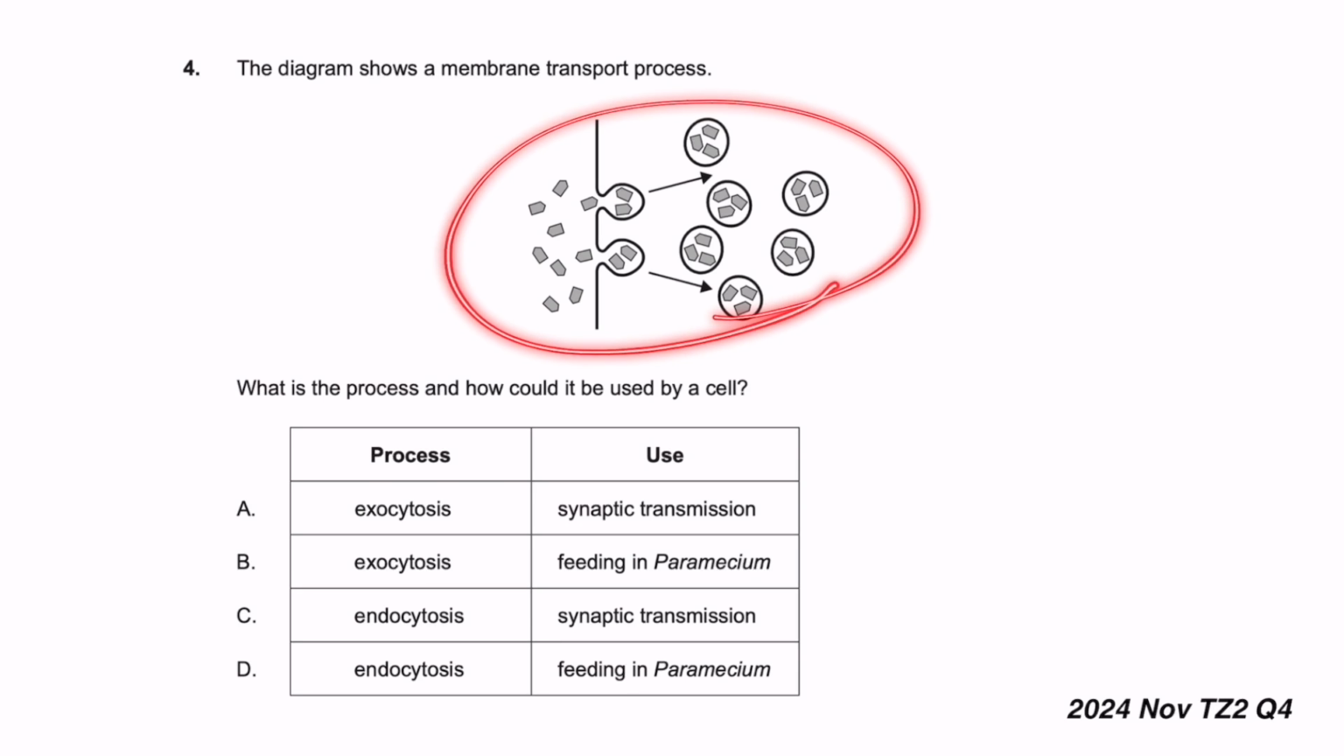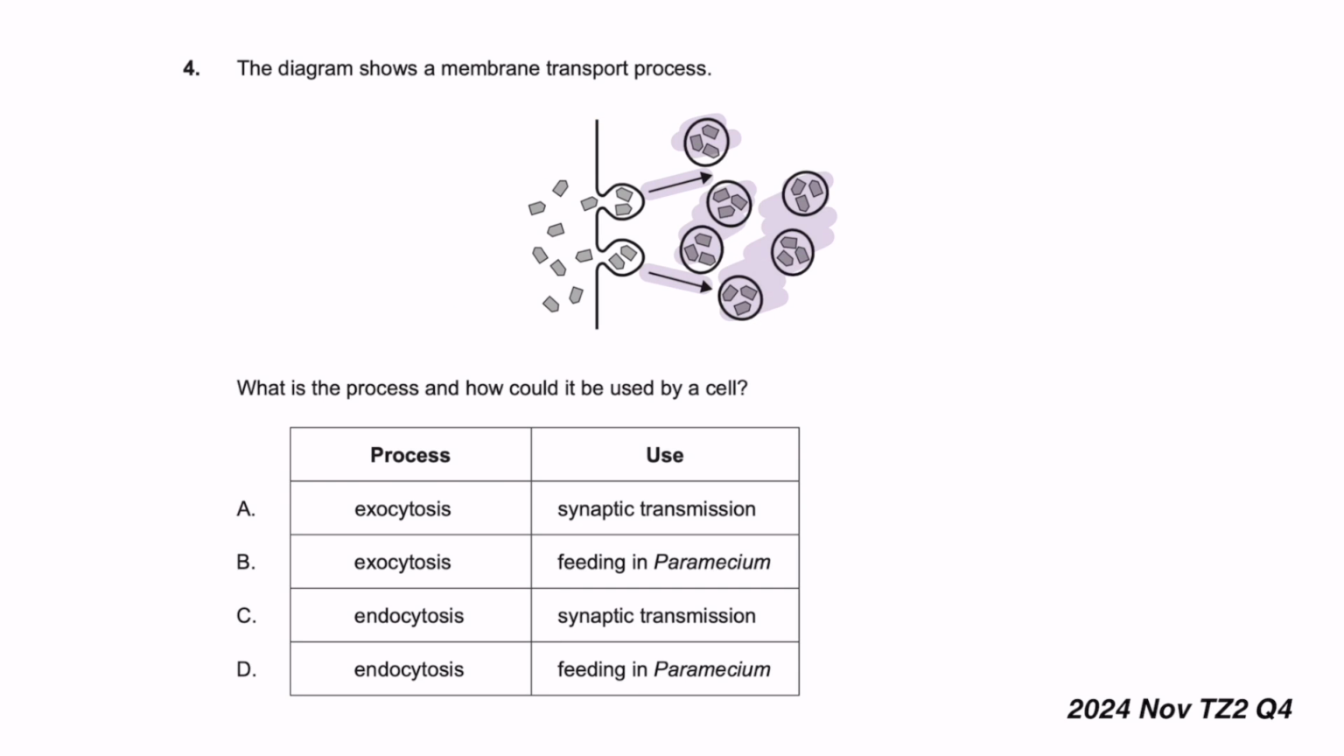Based on the diagram, vesicles are formed, and only endocytosis forms vesicles. Synaptic transmission is to secrete neurotransmitter, so it relies on exocytosis. Feeding in paramecium relies on endocytosis to obtain nutrients from the surrounding.